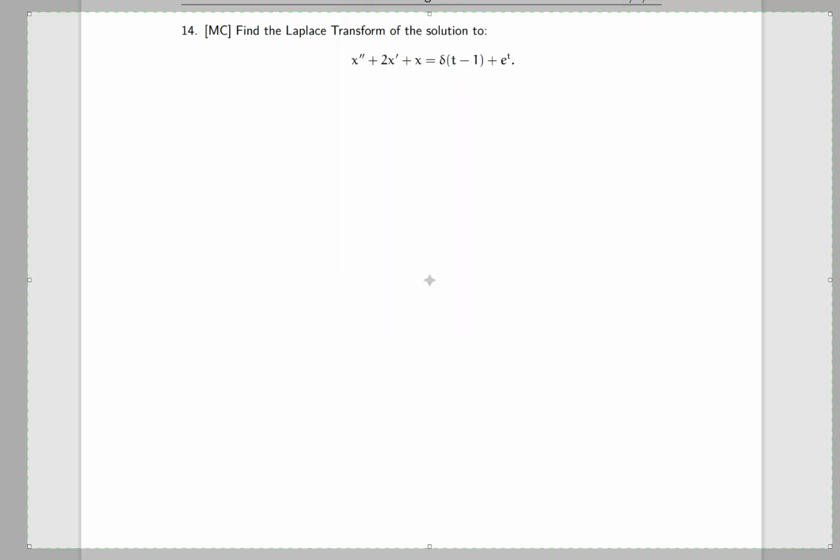Okay, so we're going to solve this problem. Notice I'm just asking for the Laplace transform of the solution. I'm not asking for the solution itself, just the Laplace transform of the solution. And let me just remind you of a couple of things.